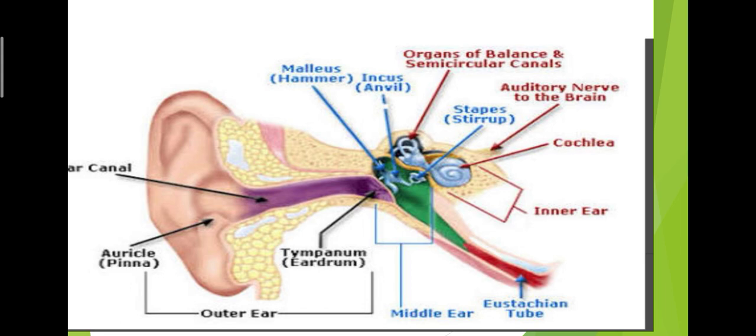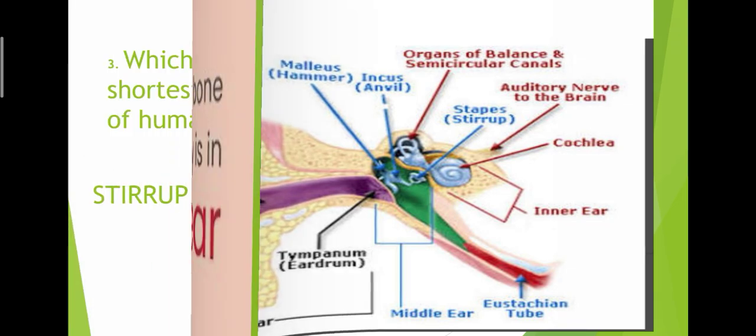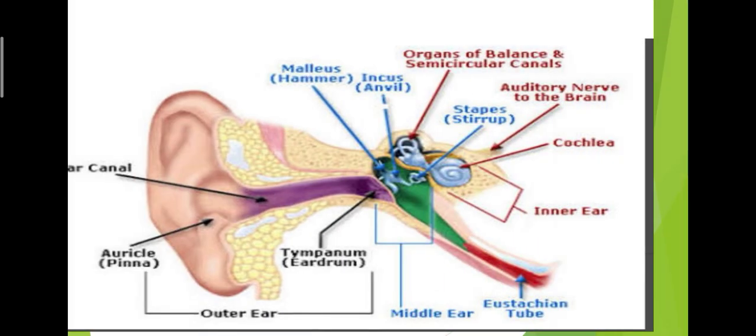The first one is malleus. It looks like a hammer. This is the first bone. Then we have incus. It looks like an anvil. Its shape is just like an anvil. And then we have stapes or the stirrup. Over here, this is the area where you can find these three bones. M, malleus, I, incus, and S, stapes.